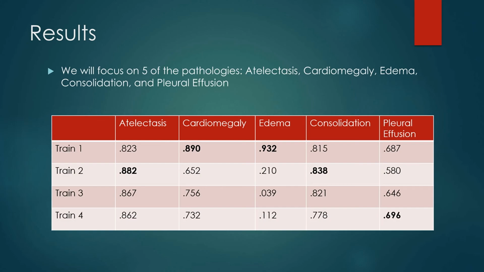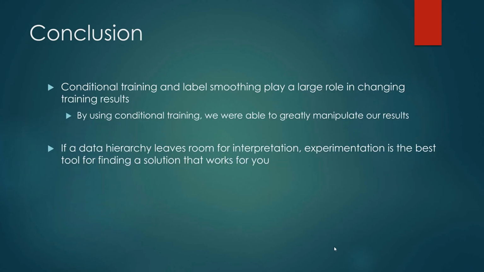So for the conclusion of this, our conclusion is generally that conditional training and label smoothing play a huge role in changing the types of results that you can expect from your model, and that if a data hierarchy is open for interpretation, like it is in this project, experimentation is always going to be the best way that you can find ways to address your model specifically for the needs that you're trying to get out of it.